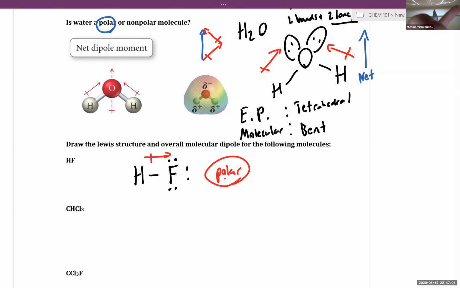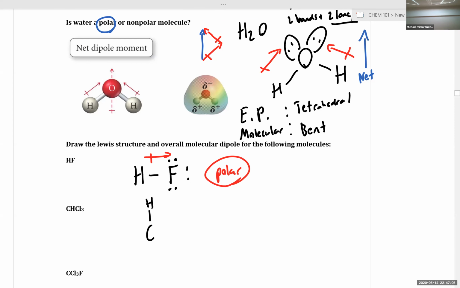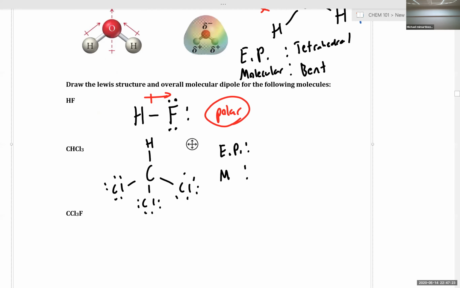Let's look at chloroform, which is CHCl3. What is the electron pair geometry and what is the molecular geometry for this molecule? Let's start with the electron pair geometry. What is the rough shape of our molecule? Tetrahedral. What is the molecular geometry? If we have four bonds plus zero lone pairs, we're still tetrahedral.